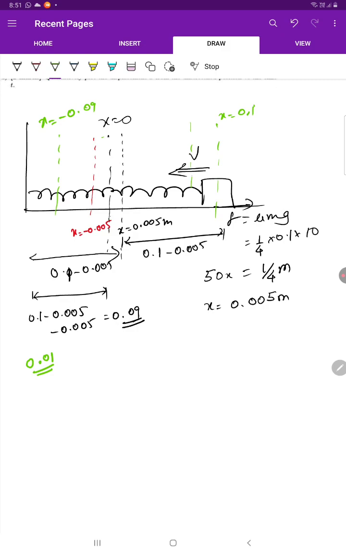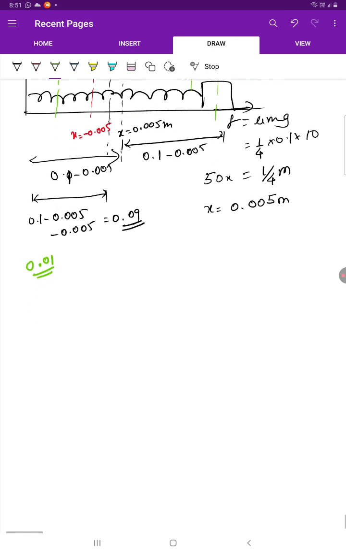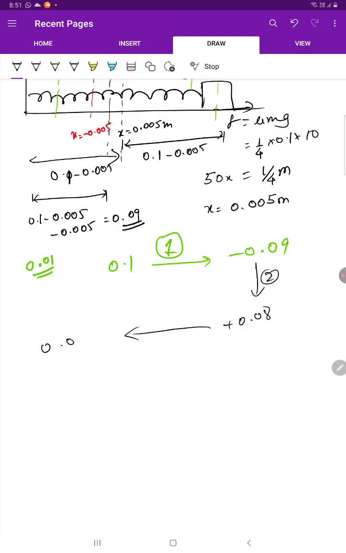then it will cross x equal to 0 by 2 times. So first it will be 0.1, then it will go to minus 0.09 the first time, then it will go to plus 0.08 the second time, then 0.07 the third time, and so on up to 0.08.